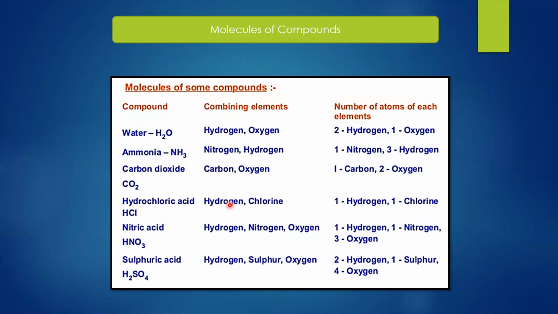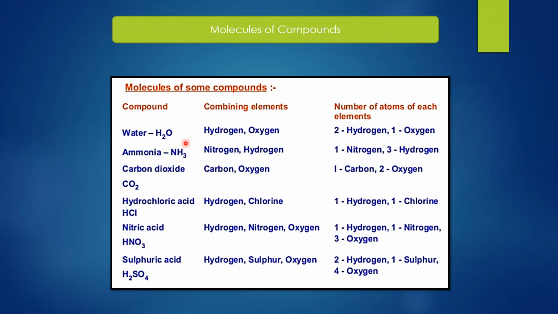We have a few examples of molecules of compounds, how a compound is formed by combining elements and how compounds differ from elements, which we have already studied in chapters 1 and 2.